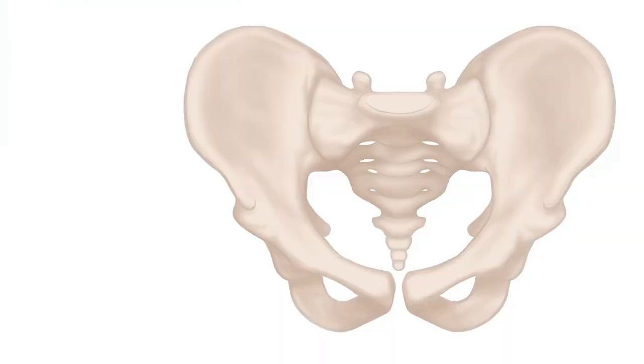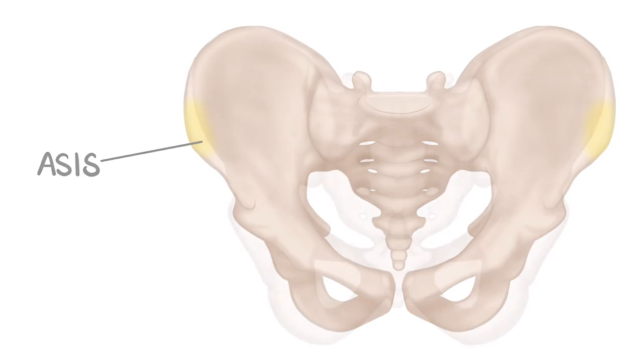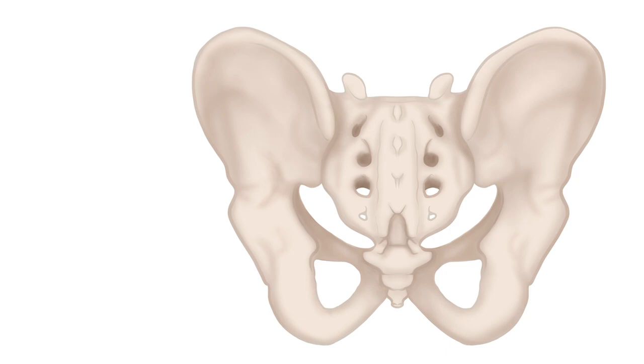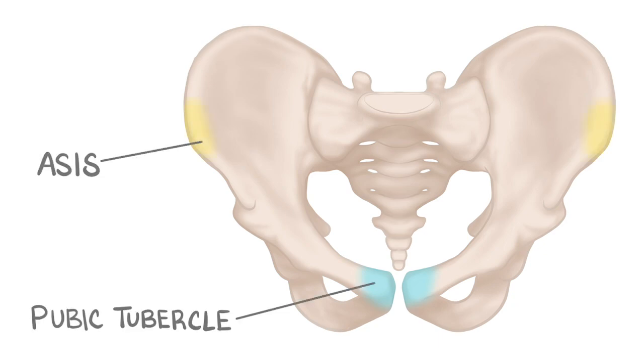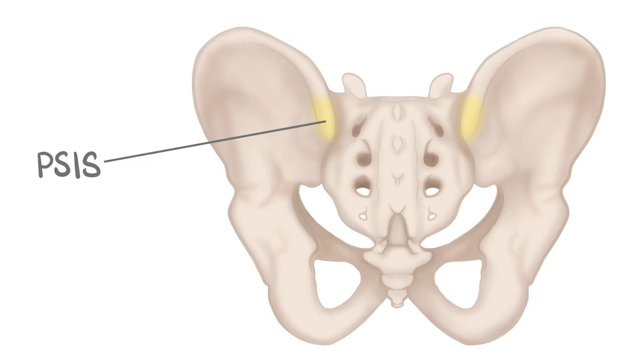So if you take a look at the picture, on the anterior side of the innominate, you have the anterior superior iliac spine, or the ASIS. On the posterior side of the innominate, you have the posterior superior iliac spine, or the PSIS. Back on the anterior portion of the innominate, you have the pubic tubercle. You are going to use these three landmarks in order to get your innominate diagnosis. So we're going to use those landmarks to get the correct diagnosis for the innominates.